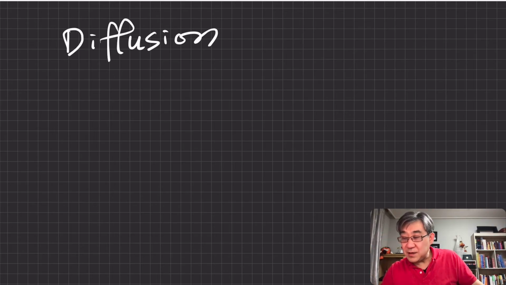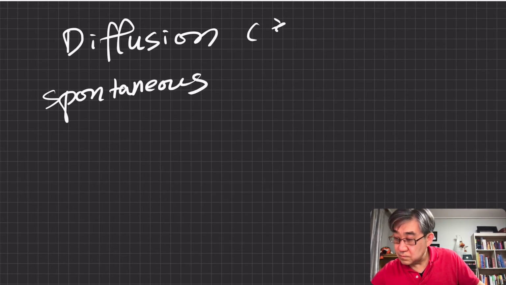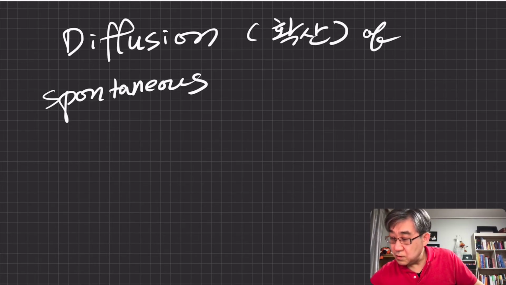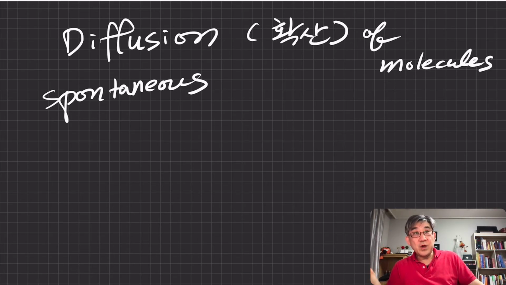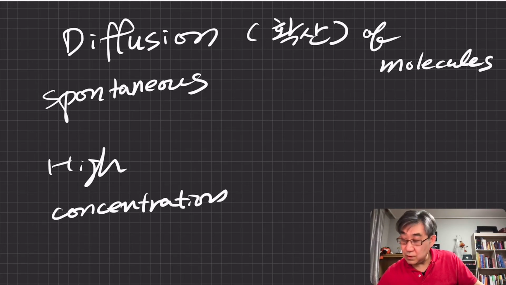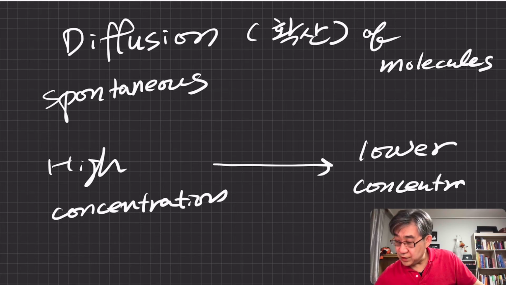Diffusion is spontaneous. Diffusion of molecules will always happen from a high concentration of such molecules towards the lower concentration.